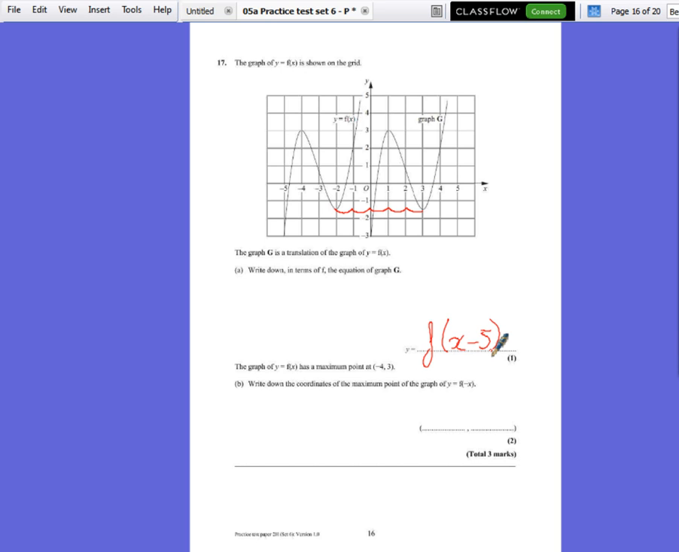It says the graph y equals f of x has a maximum point of minus 4, 3. So that's this point here. Write down the coordinates of the maximum point on the graph of y equals f of minus x. Well, f of minus x is a reflection in the y-axis. So if we reflect that in the y-axis, then that point will come over to here. And we'll have a coordinate of 4, 3.